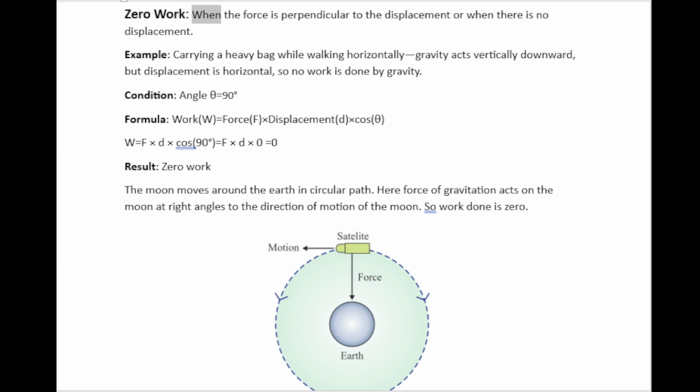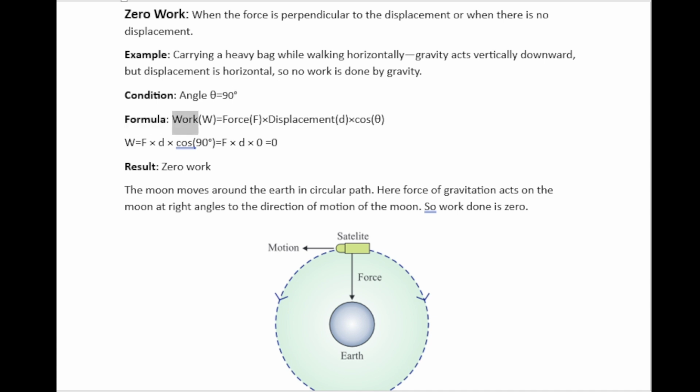Zero work: when the force is perpendicular to the displacement or when there is no displacement. Example: carrying a heavy bag while walking horizontally, gravity acts vertically downward, but displacement is horizontal, so no work is done by gravity. Condition: angle theta is equal to 90 degrees.